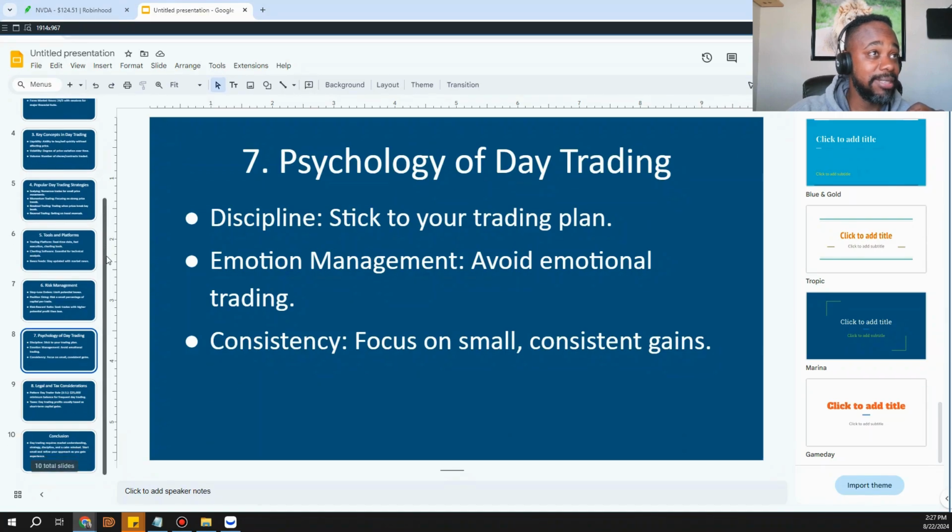Now let's talk about the psychology of day trading. A lot of this gets people in trouble, right? It can get to the point for some people where it can mess up their family budget, their family fortune, things they have set up. So you're going to have to be disciplined. Stick to your trading plan. Do not allow your emotions to take over. Okay, emotional management. Avoid emotional trading.